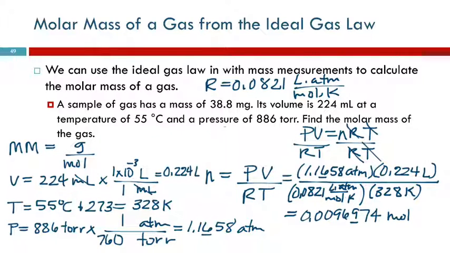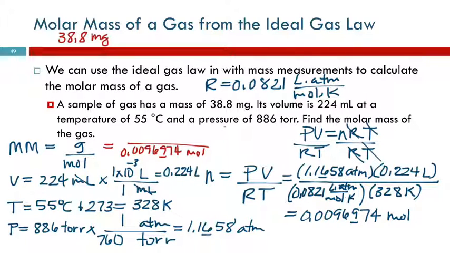No. This is a big old mess of a problem. Okay, I'm going to change colors because this is getting very cluttered. So this is what we were doing. Molar mass is the grams divided by the moles. Well, we just figured out how many moles are in this sample, 0.009697 moles. What's the mass of the sample? 38.8 milligrams. Well, that's not going to work, is it? We need that to be in grams.